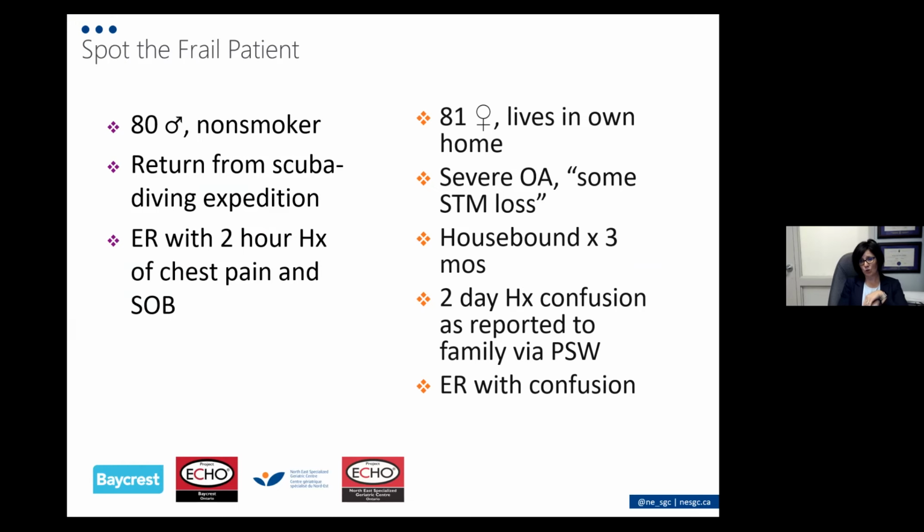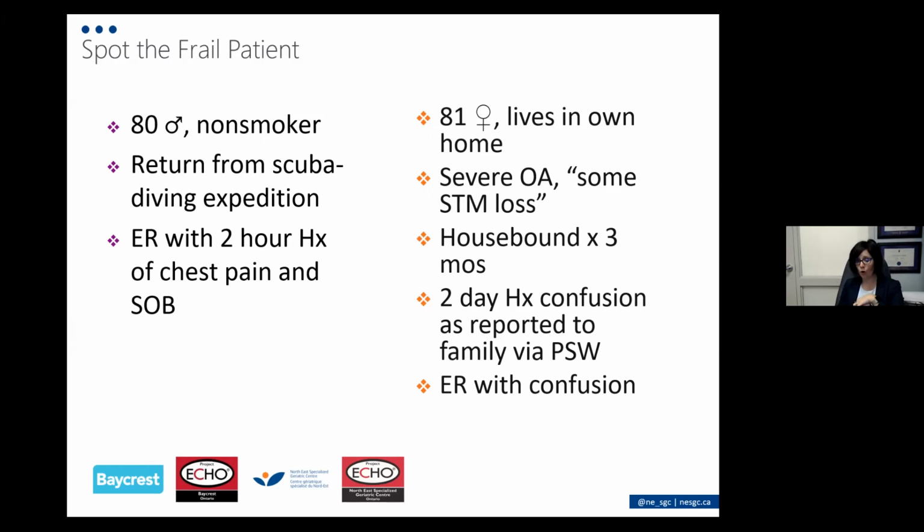So these are two individuals. You're in the emergency department in this case. And in one bay, you have an 80-year-old gentleman who is a non-smoker, and he has just returned from a scuba diving expedition. And he's coming to the emergency department with a 2-hour history of chest pain and shortness of breath. And in your next bay, you have an 81-year-old woman.